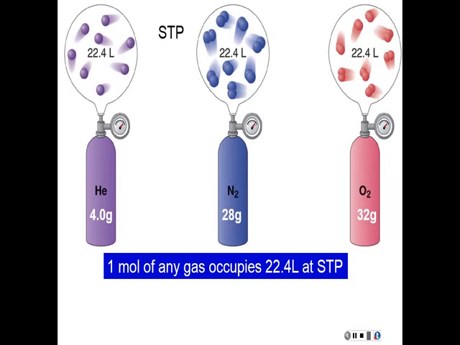So if we had a warmer temperature, we might have like 24 liters, something like that. But we can use the 22.4 liters and the fact that we have 1 mole of the gas at STP to answer some simple questions. So let's take a look at a few of those.